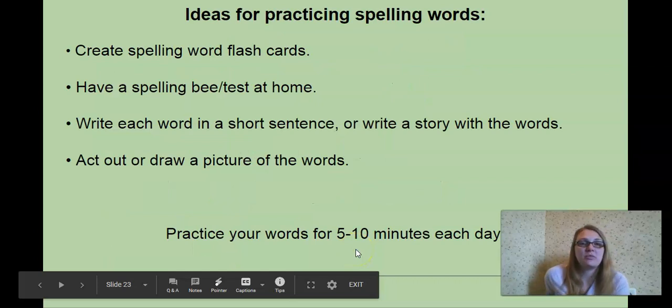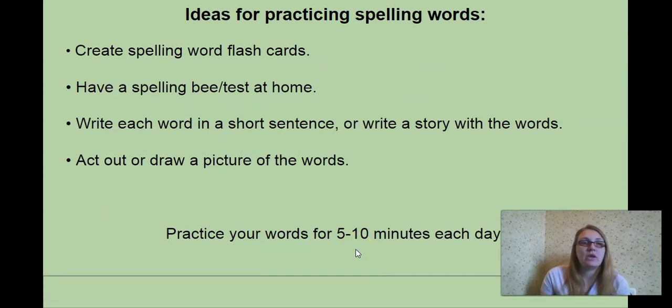And more ideas for practicing our spelling words. You can create flashcards, have a spelling test at home, just like we do it in school. Write each word in a short sentence, or write a story with all of the words. Act out or draw a picture of all the words. And it's recommended that you practice your words about 5 or 10 minutes each day to help you learn them by the end of the week.